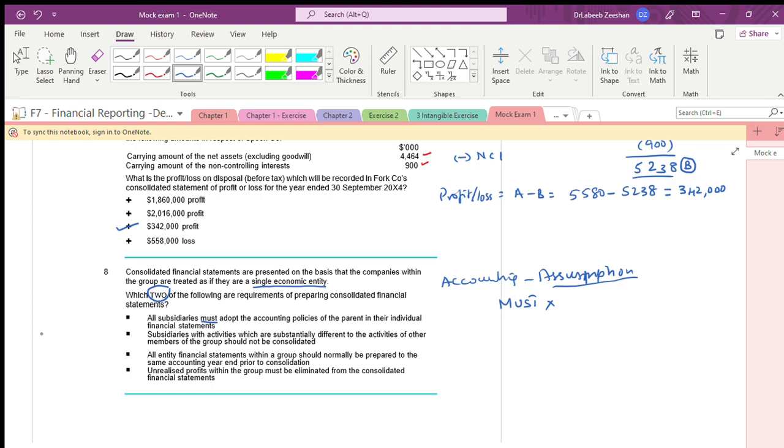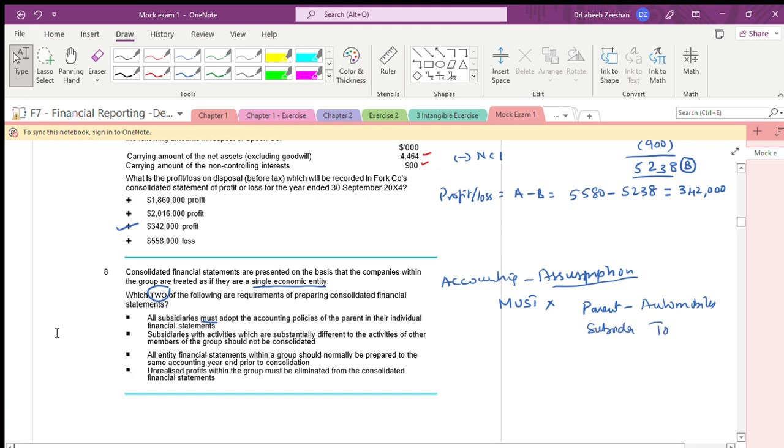See, the parent company is different, the subsidiary company is different. Assume the parent company is in automobiles and the subsidiary company is in tourism. There's no link. You cannot say that I will only buy automobile. It's up to you. "All subsidiaries must adopt the accounting policies of the parent in their individual financial statements" is not correct.